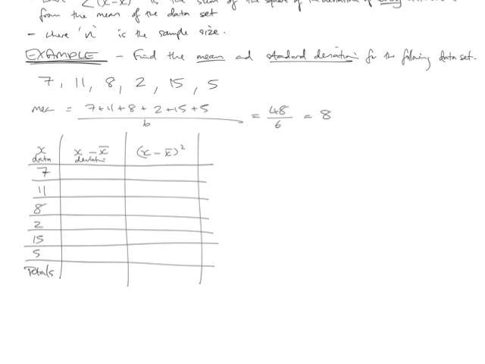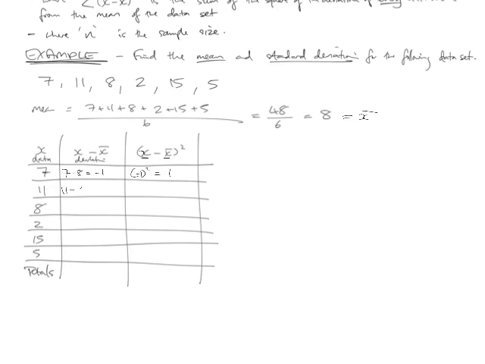This is the x, the data value, and we know what the mean is, which was 8, is x bar. So it's going to be x take x bar, which was 8. 7 take 8 is -1. So we know that x take x bar for the data value of 7 is -1. Square it is going to be 1.